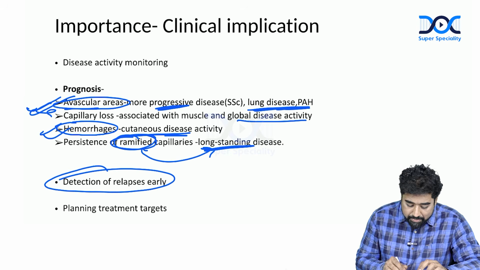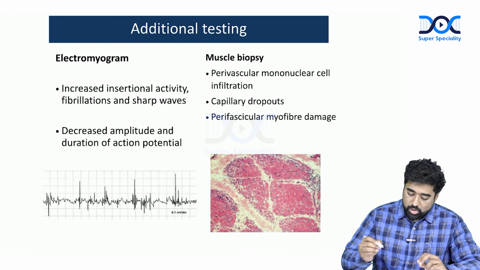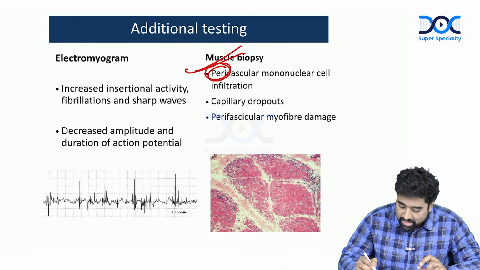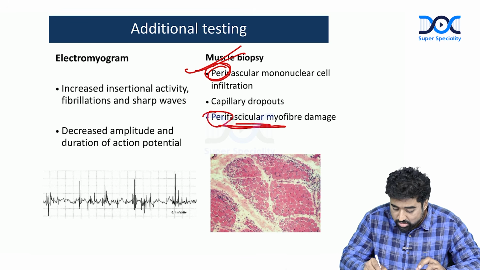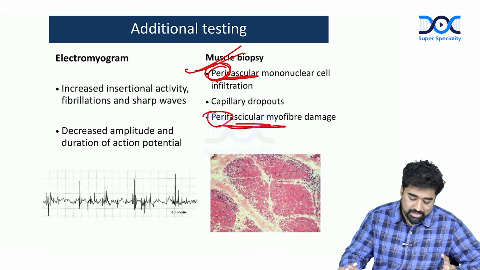It can detect early relapses, plan treatment strategies, etc. Additional testing, I told you about muscle biopsy. Always remember perifascicular, perivascular, perimysial inflammation, damage, atrophy, all of this.